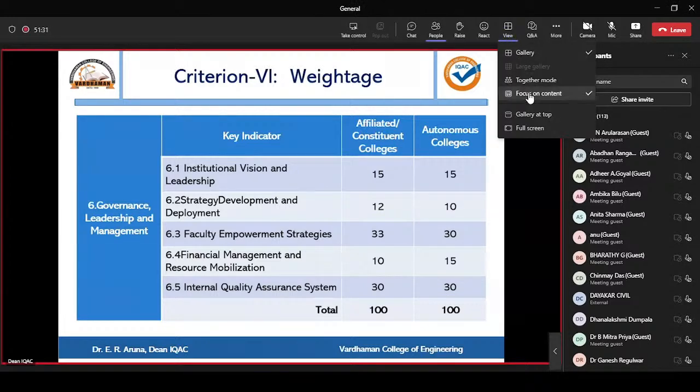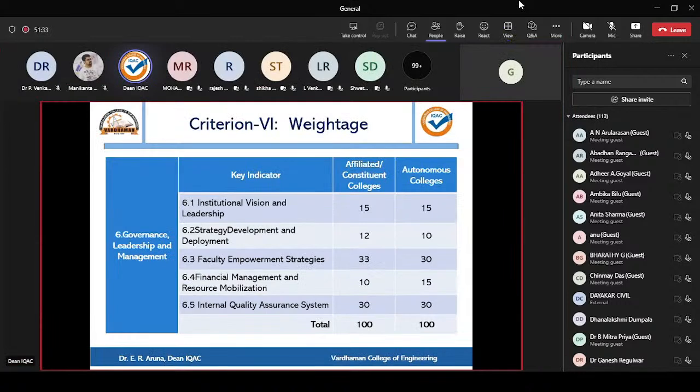And finally, the internal quality assurance system. It is a mechanism used by educational institutions, which is mandatory for NAAC institutions, to ensure quality in their functioning. It is achieved through the IQAC constituted by the college or the university.